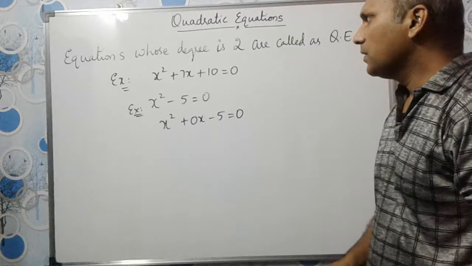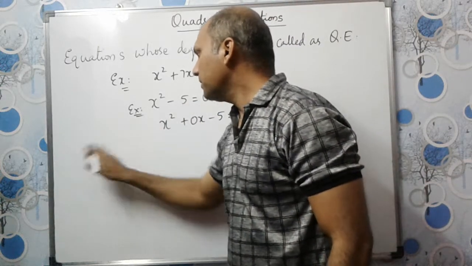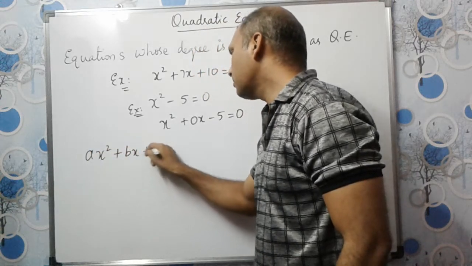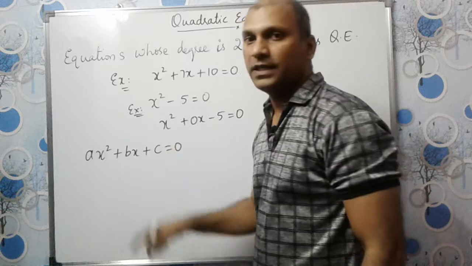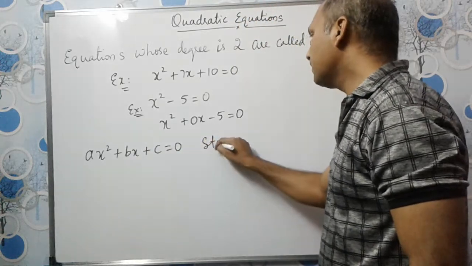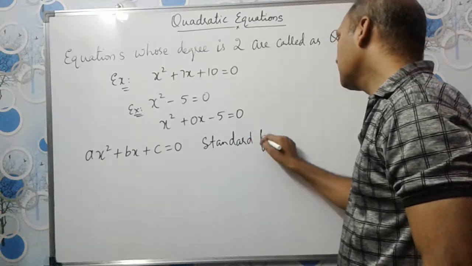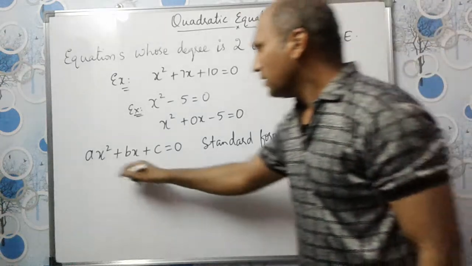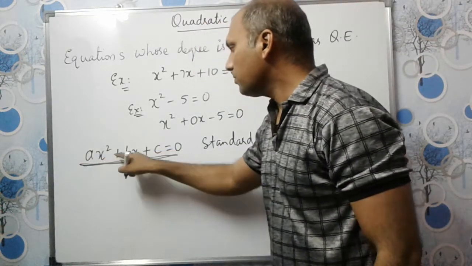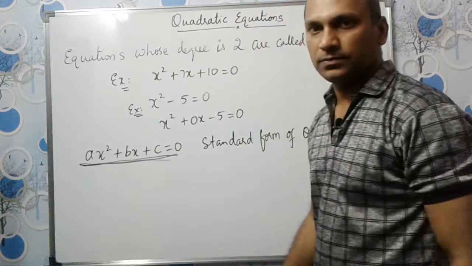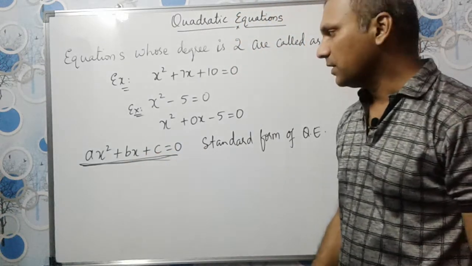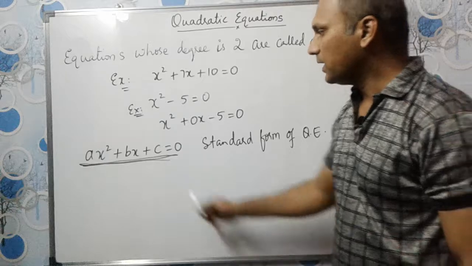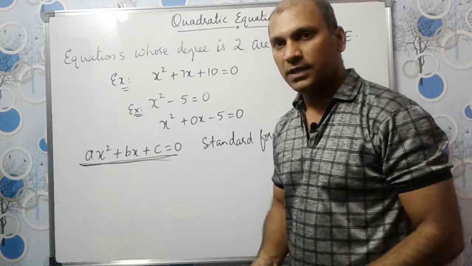Now every quadratic equation can be written in the form of ax square plus bx plus c is equal to 0. So this is the standard form of quadratic equation. What is the standard form? ax square plus bx plus c is equal to 0. Every quadratic equation can be represented in this form.